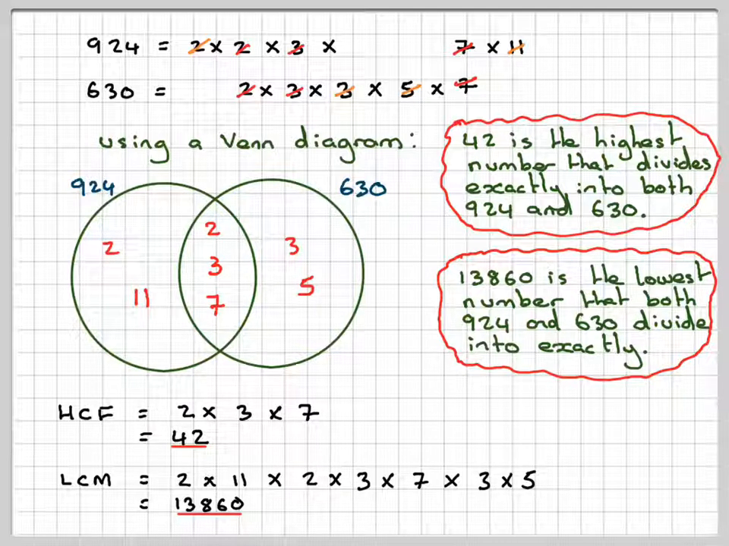Okay, so this has been a video to show you how to find the highest common factor and the lowest common multiple using prime factors and using the Venn diagram method to work each out.